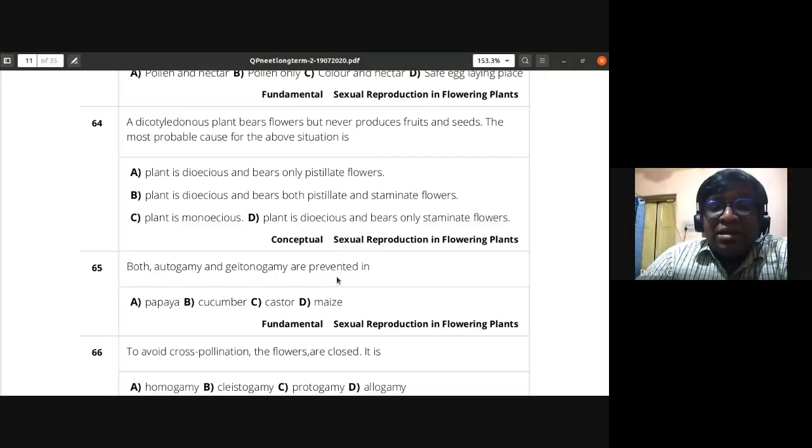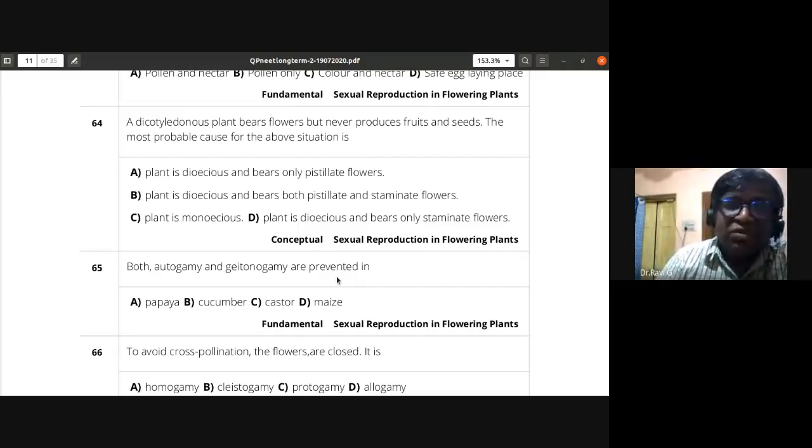Plant is dioecious and bears both pistillate and staminate flowers. That is also wrong. Plant is monoecious, that is, in the same plant they have male and female flowers. That is also wrong. Plant is dioecious and bears only staminate flowers. That is the right answer. Only a male plant produces flowers, but they never produce fruits and seeds. So the plant should be a male plant.